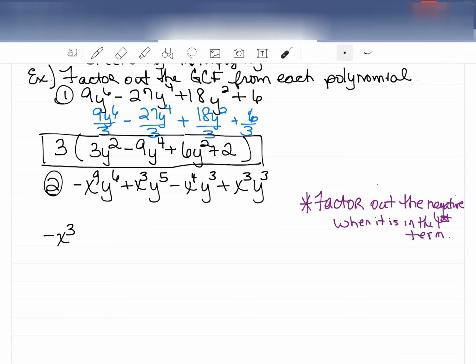Now I'm going to look at my y's. I have 6 y's in the first one, 5 in the second, 3 in the third, and 3 in the fourth. So each term has a y. 3 is the smallest number of y's, so I'm going to use a y cubed.